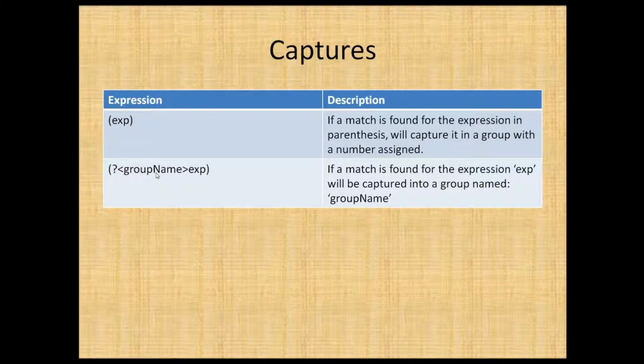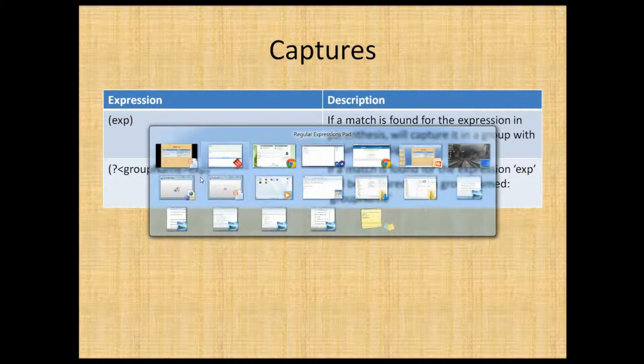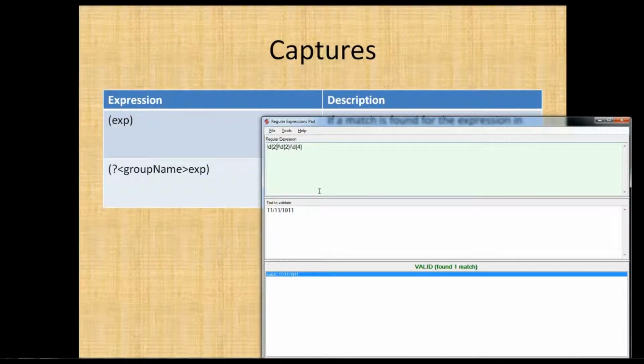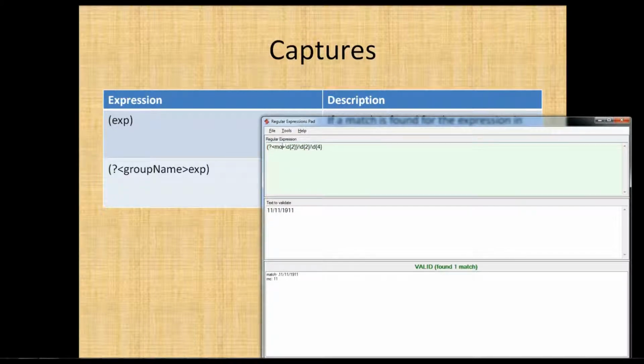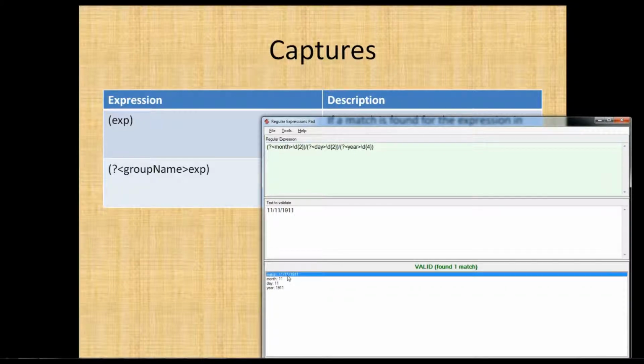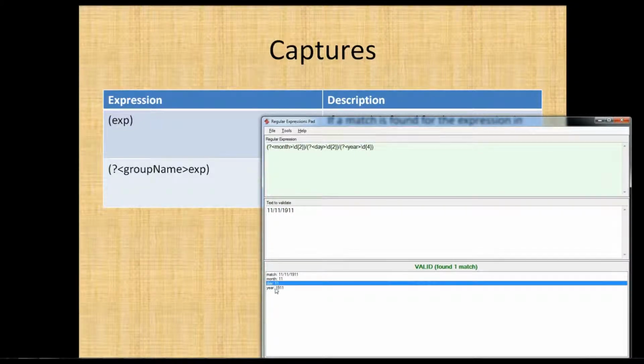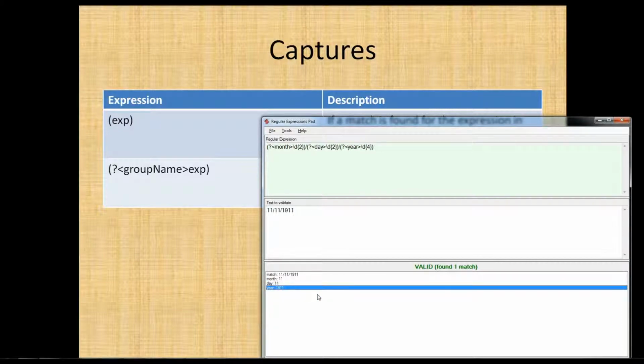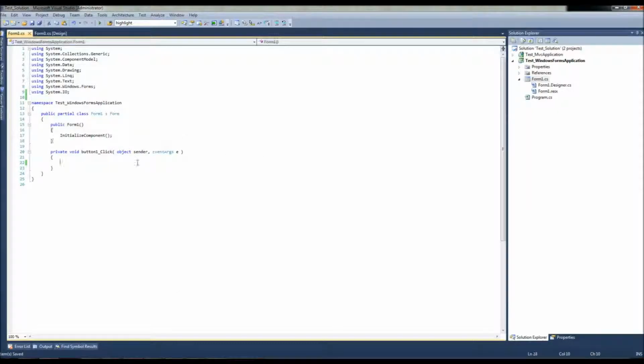To create groups, as you have seen before, we need to put a group name in angle brackets. So let's do it. We have the month, and we say month. Then we have the day, and we say day. And then we have the year. As you can see now, the whole thing is being matched, but also grouped: day, month, and year. Now let's copy that to the clipboard, go to Visual Studio, and paste it.